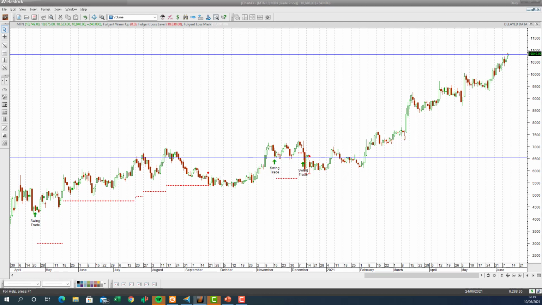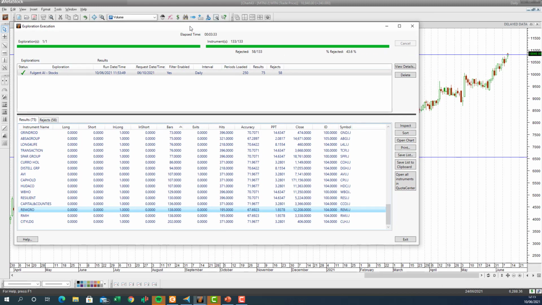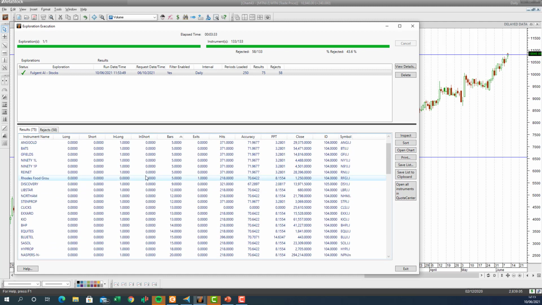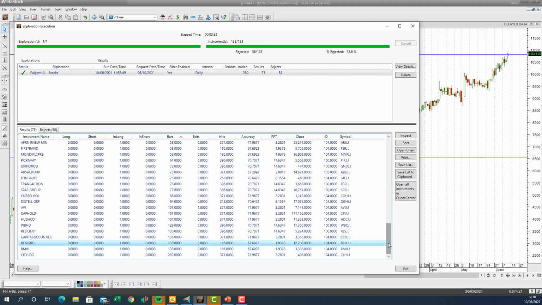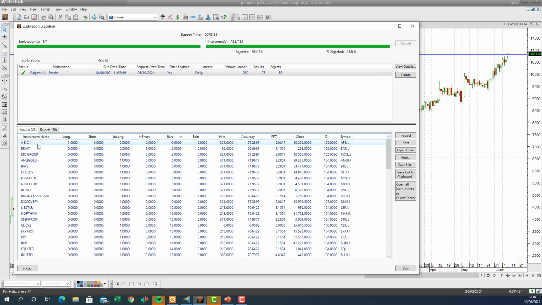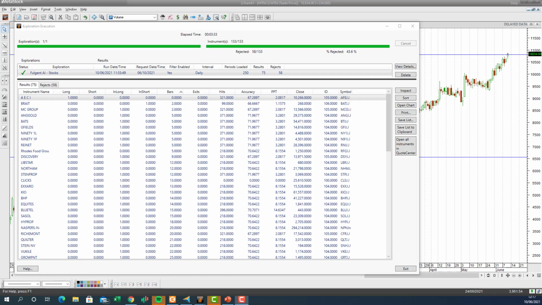So basically, here are the 75 candidates. I will put the list up here now, ranked from most recent to the older kind of trades. So you can see quite a lot of fantastic high probability artificial intelligence generated trades in the South African market.